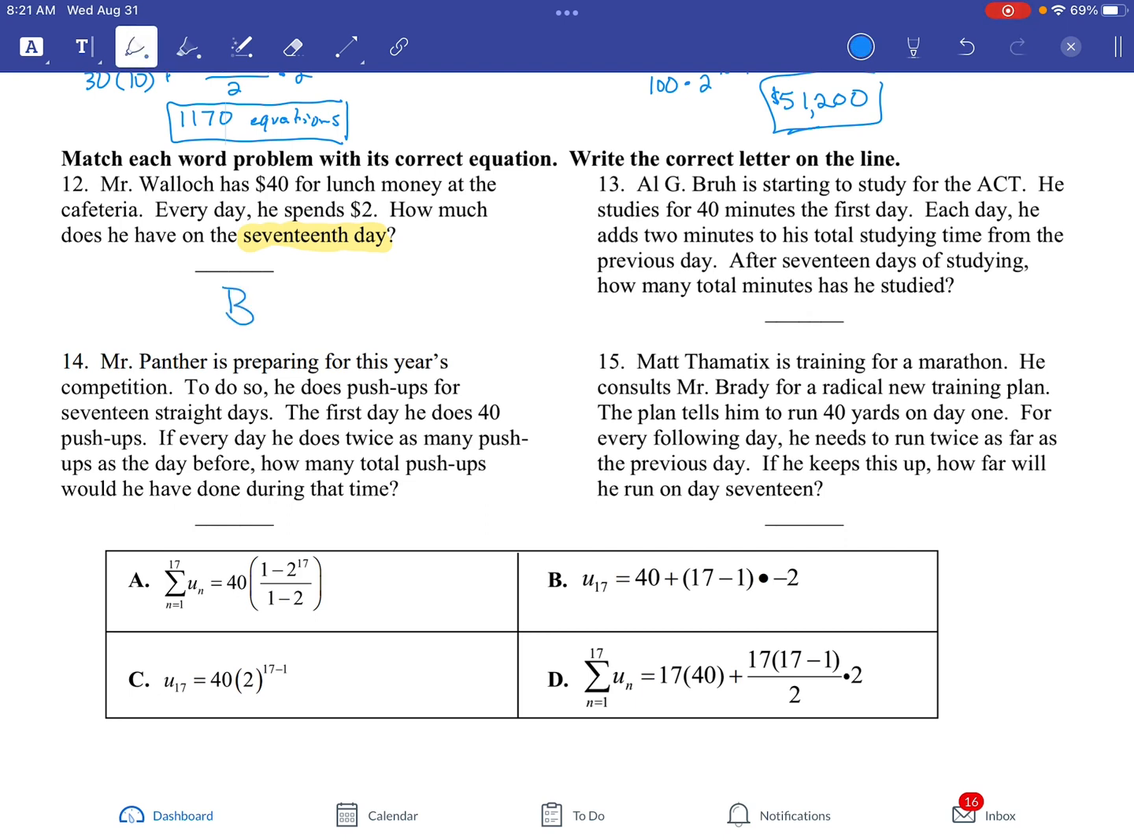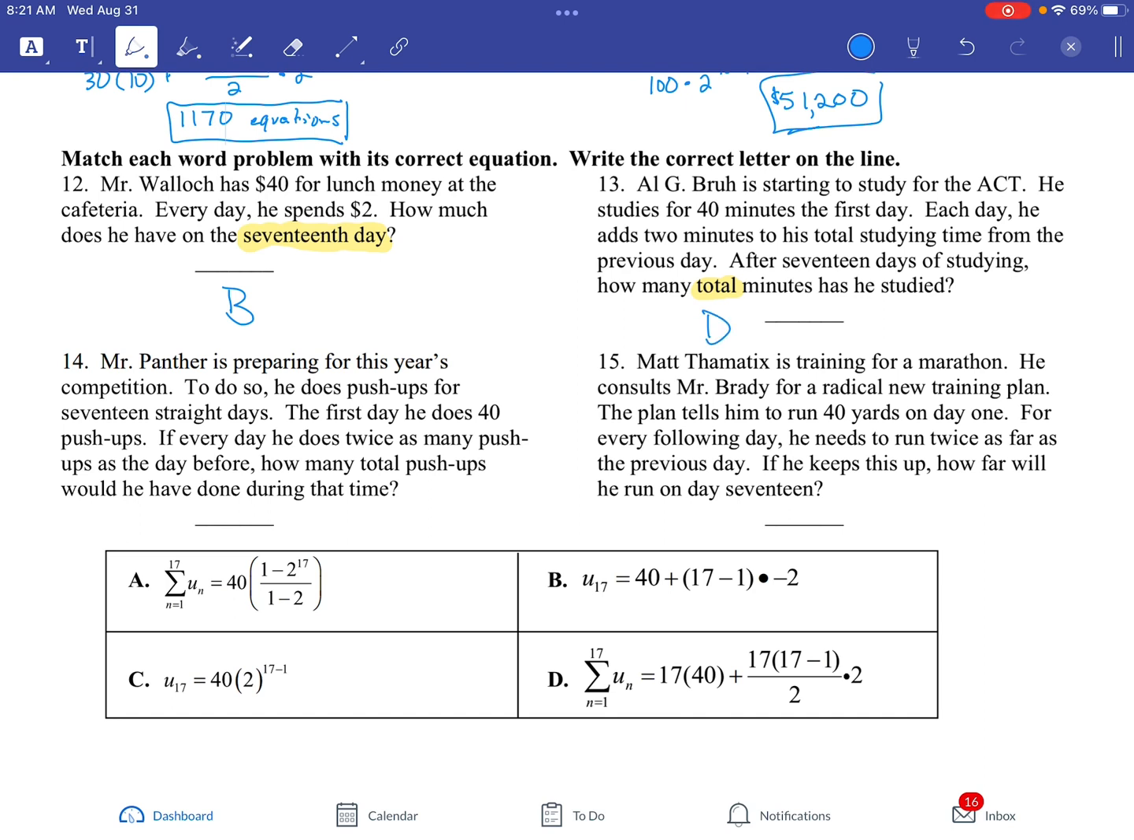For number 13, Algebra is starting to study for the ACT. He studies for 40 minutes the first day. Each day he adds 2 minutes to his total studying time from the previous day. After 17 days of studying, how many total minutes has he studied? The key is the total. He's also adding 2 minutes, which means it's an algebraic partial sum formula, which would be D.